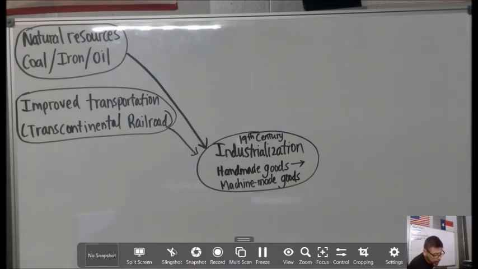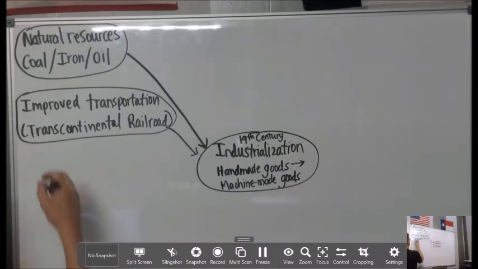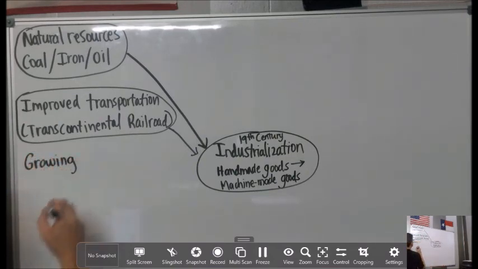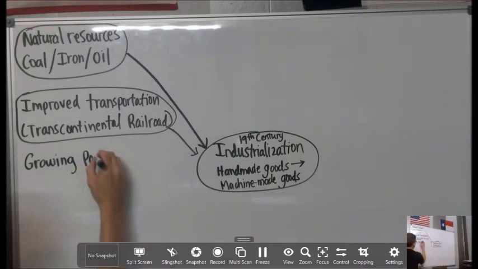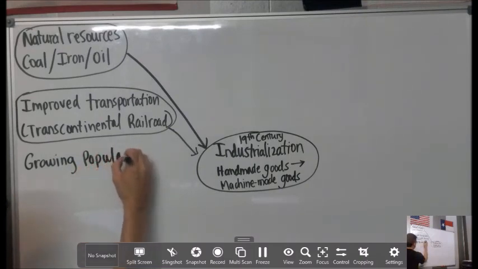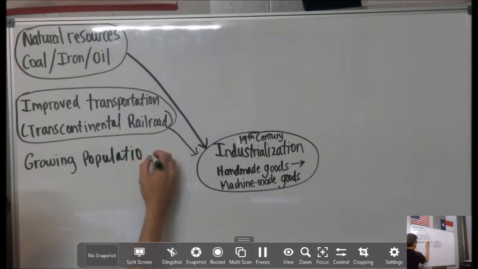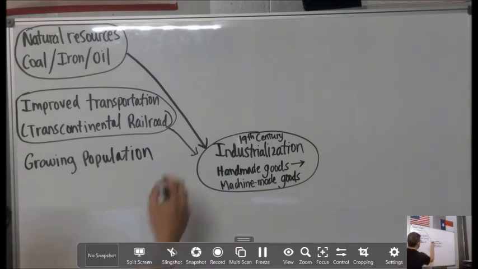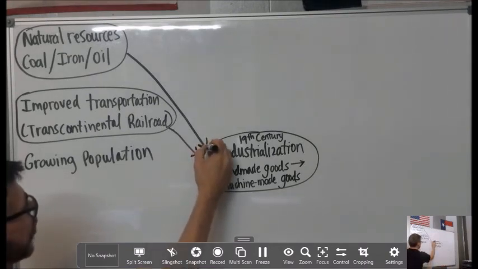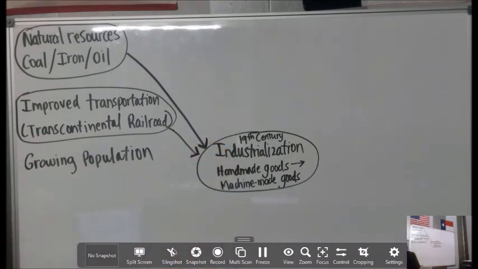You also need a growing population, which America had a huge influx of during this time, immigrants coming from Southern and Eastern Europe. And they spoke different languages other than English. They were Catholic and Jewish, where most people here were Protestant Christians. So there was some nativism going on, some conflict between peoples because of different cultures.